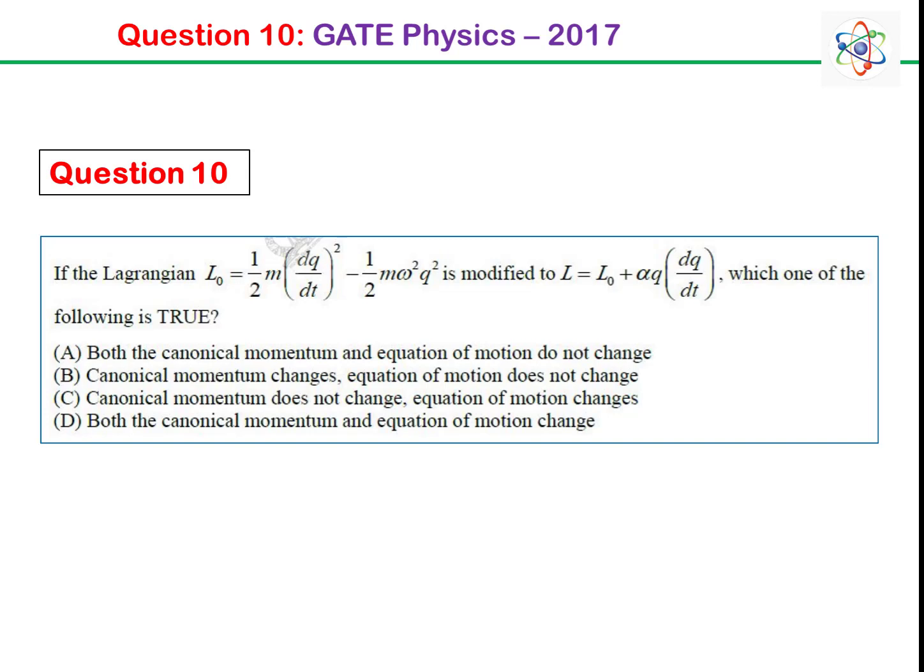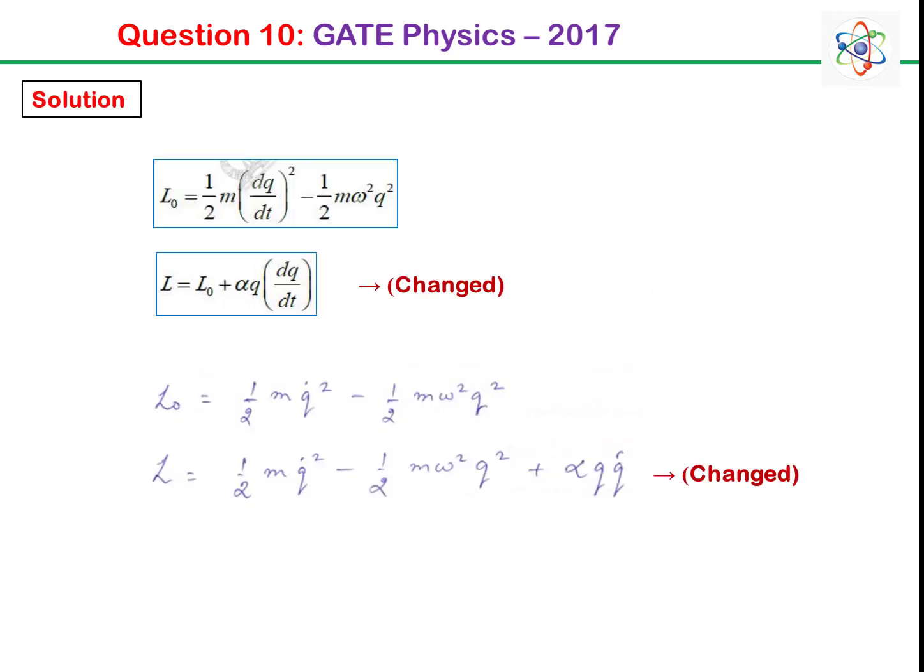Option A is both the canonical momentum and equation of motion do not change. Option B is canonical momentum changes, equation of motion does not change. Option C is canonical momentum does not change, equation of motion changes. Option D is both the canonical momentum and equation of motion change. Now let us have a look at the solution to this question.